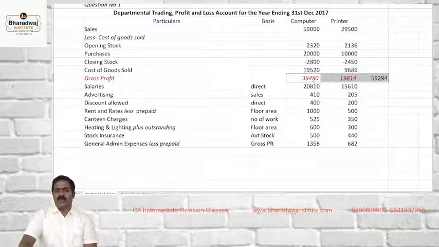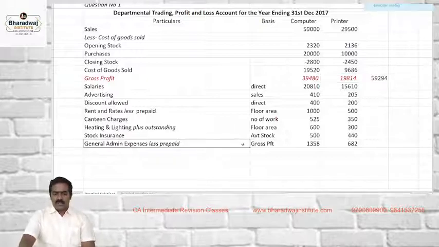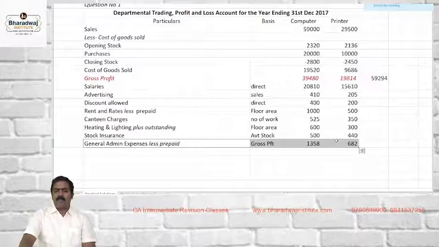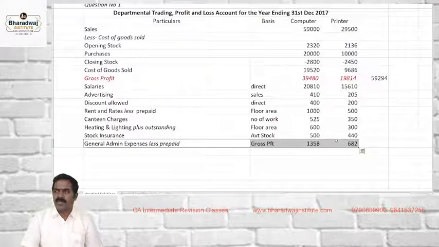It is like 39,480 divided by 59,294 into the expense. 19,814 divided by 59,294 into the total expense. So general administrative expenses minus prepaid expenses. It will be apportioned in which ratio? Gross profit ratio.